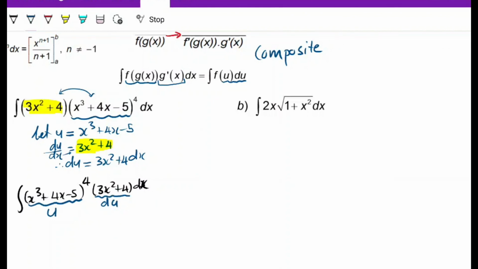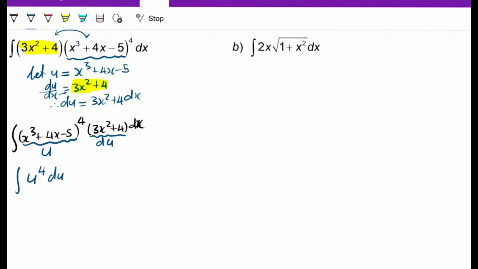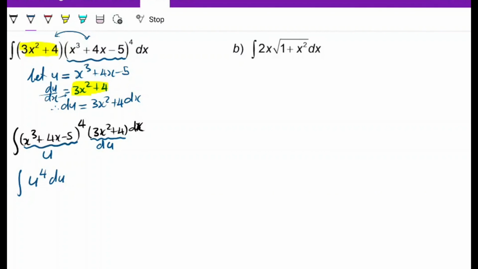So by this substitution, we can now rewrite our integral nicely as the integral of u^4 du. Using this substitution makes our life so much easier. Now we can find this integral quite easily. The integral of this becomes u^5 over 5 plus the constant of integration. Can you see that this u substitution has made this problem so much easier?